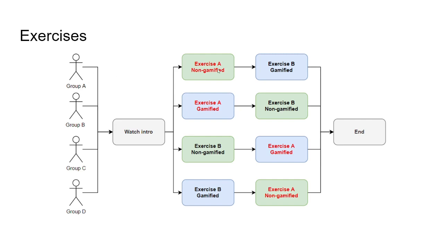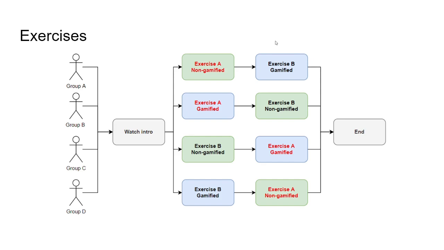Group A, for example, will have exercise A evaluated without the gamified system, so just the syntax check, while Group B will have the same exercise but evaluated with also the gamified check. At the same time, Group C will have exercise B without the gamified check, and Group D will have the gamified check and exercise B.